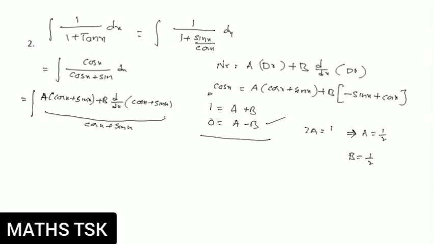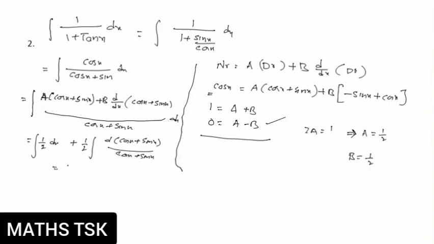Now separate the integrations. When you separate the integration, the first is a, which is 1 by 2 into dx, both get cancelled, and the next integration is b, which is also 1 by 2, integration of dx gets cancelled, d into cos x plus sin x by cos x plus sin x. So I can integrate now. Integration is 1 by 2 x plus 1 by 2 into the integral of 1 by x dx, whose value is log of cos x plus sin x plus c.